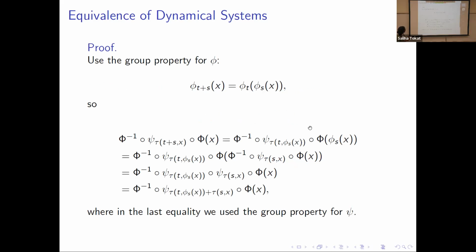In this case, on the left hand side, we have phi t plus s of x, and we have big Phi inverse composed with psi sub tau, t plus s, and in here we have t and s. And when we open this phi s, we have this, and there is a cancellation in here. This gives the identity function, and we have the third line, and from the group property of the two sides, we have the fourth line. Just add up these taus.